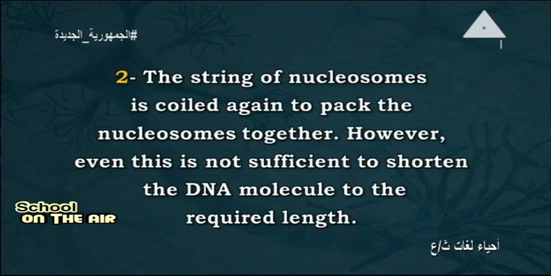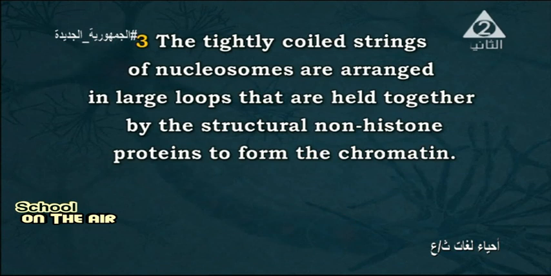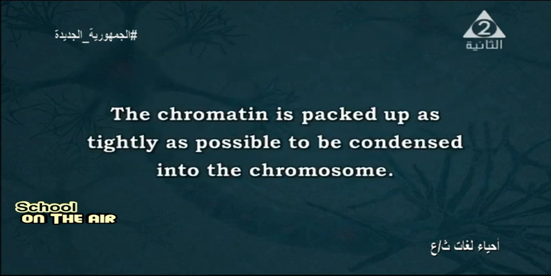The string of nucleosomes is coiled again to pack the nucleosomes together. However, even this is not sufficient to shorten the DNA molecule to the required length. The tightly coiled string of nucleosomes is arranged in large loops that are held together by structural non-histone proteins to form the chromatin. The chromatin is packed up as tightly as possible to be condensed into the chromosomes.